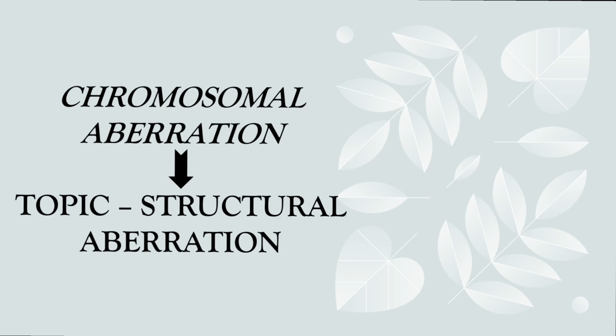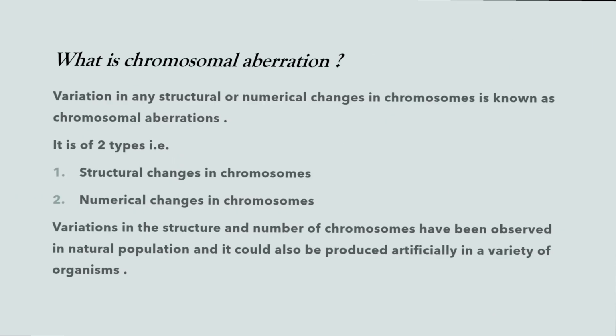Today we are going to discuss structural aberrations of chromosome. This is a type of chromosomal aberration. Just like numerical aberration, it is the structural aberration where the aberration is seen in the structure of chromosome. So let's proceed and discuss.